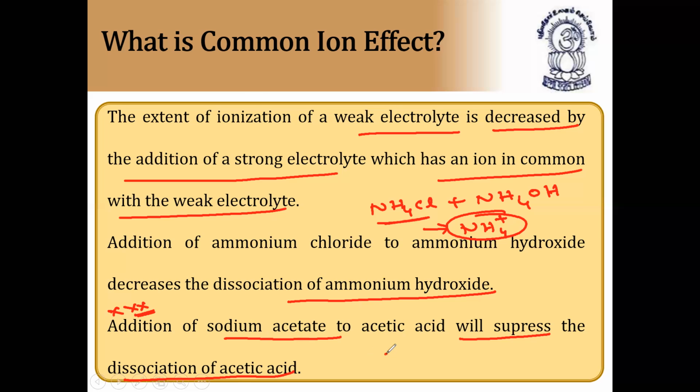So what is the formula of sodium acetate? CH3COONa, and acetic acid is CH3COOH. So the common ion in these two is acetate ion, that is CH3COO minus. It is a common ion. And due to this formation of this common ion, it will suppress the dissociation of acetic acid. Suppress means it will not make happen the dissociation of acid, in the same way like in the case of base. Decreases the dissociation of ammonium hydroxide. So this is called common ion effect.